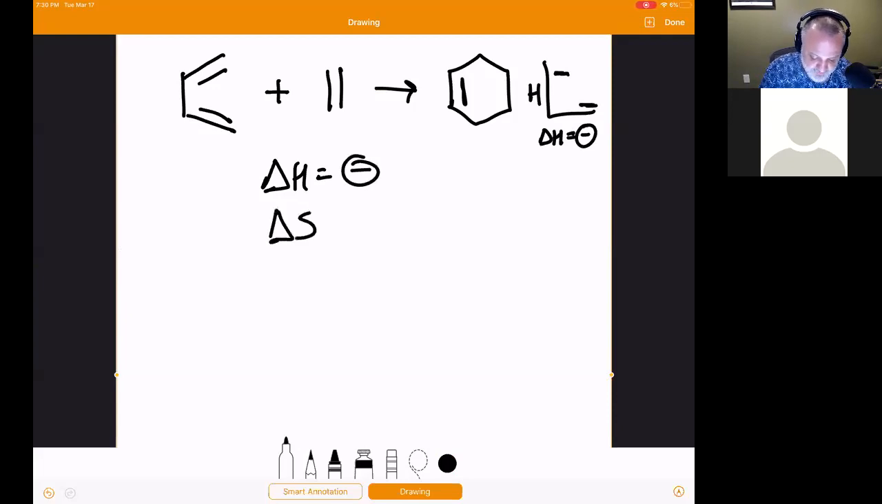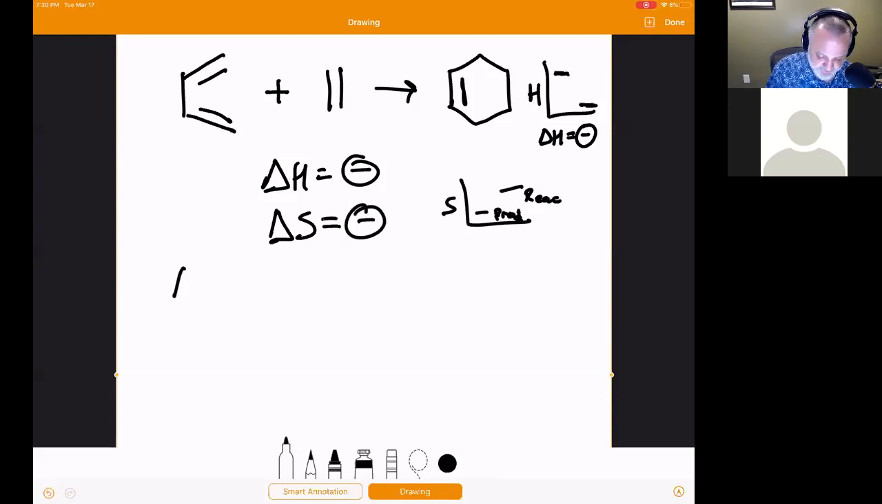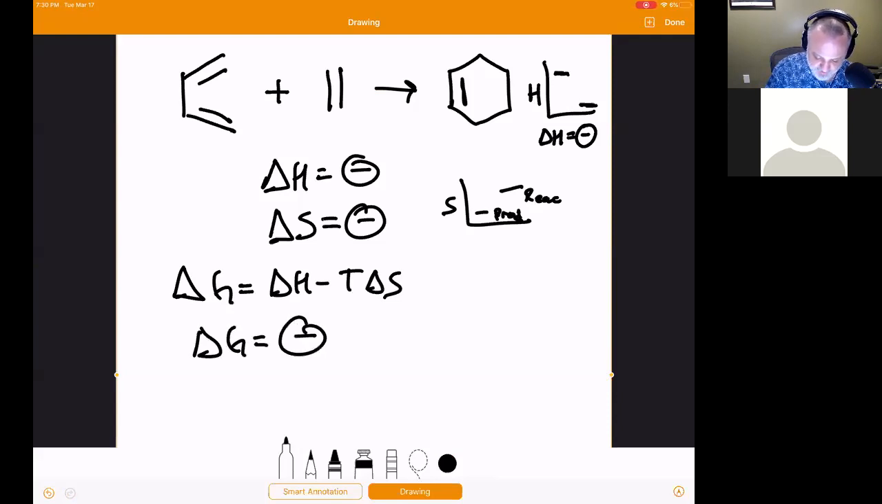Now, if I think about it in terms of entropy, it's just the opposite situation. I went from 2 particles to 1 particle. In this case, if I take a look at entropy, there's more entropy in the reactants than in the products, because there are more reactants than products. So delta S in this case is negative. So now if I go back to delta G, which is delta H minus T delta S, this is what I end up with: delta H is a negative number minus temperature times a negative number.